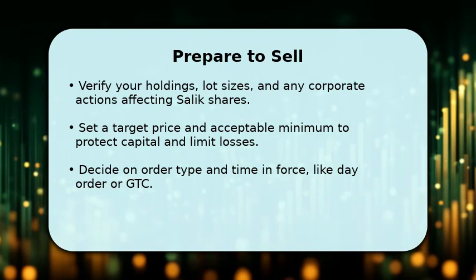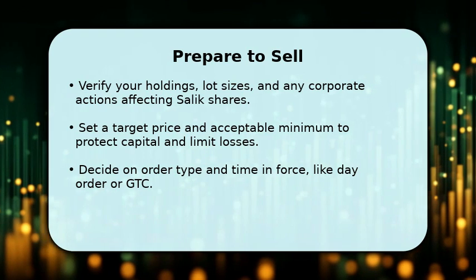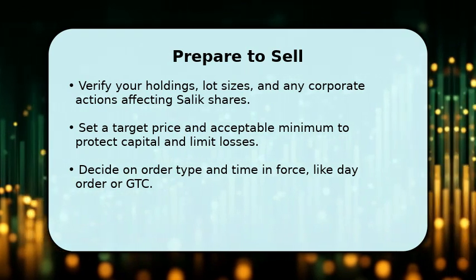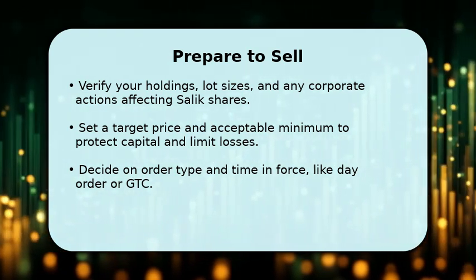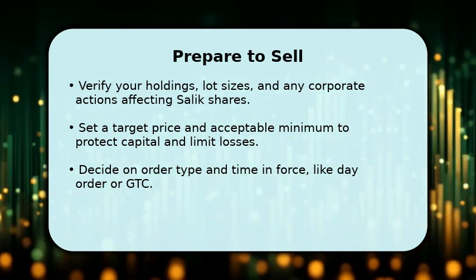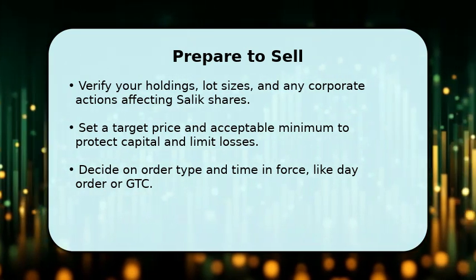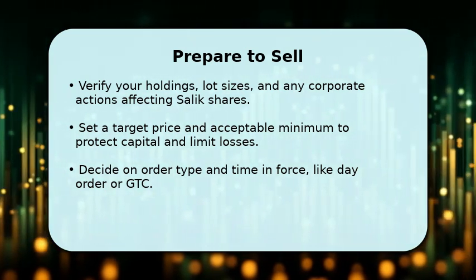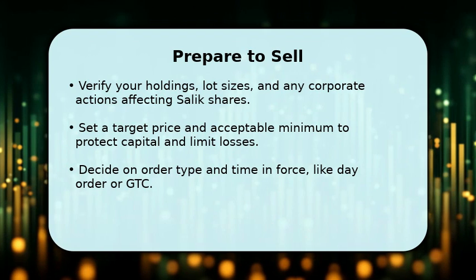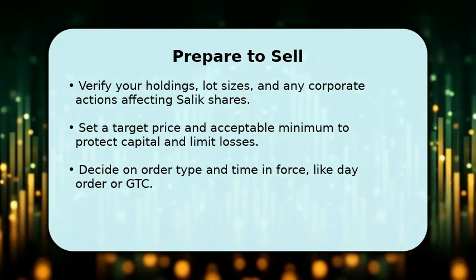Confirm the exact number of Salik shares you own and any restrictions that apply. Check for pending dividends or corporate events that might affect execution timing. Choose your order type, set a clear target price, and decide whether to use stop loss or take profit levels. Review fees and settlement timing to ensure cash flow meets obligations. Communicate with your broker if you expect unusual market activity or need assistance.